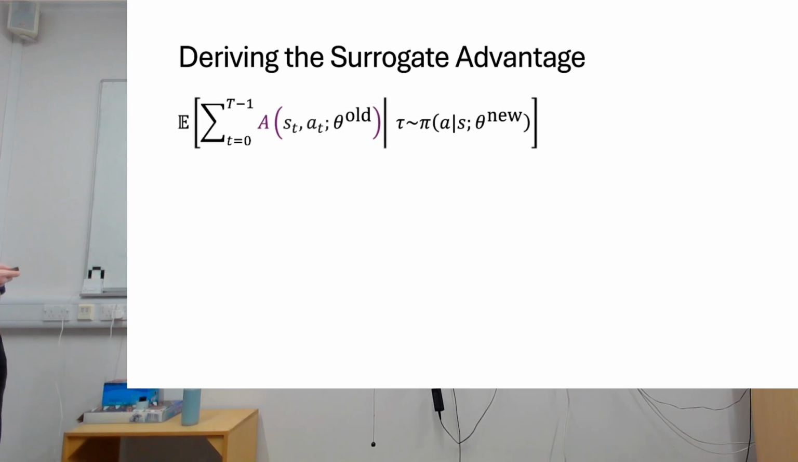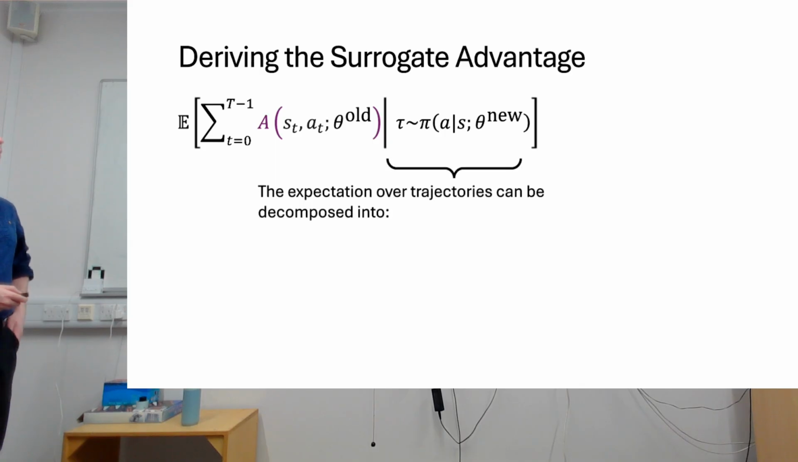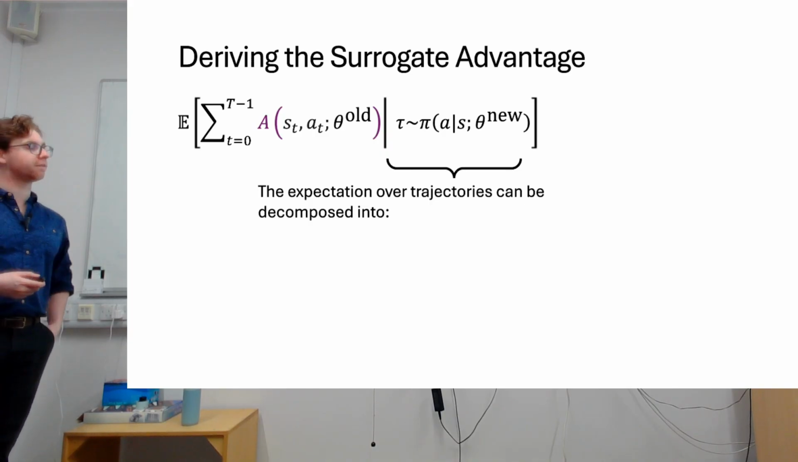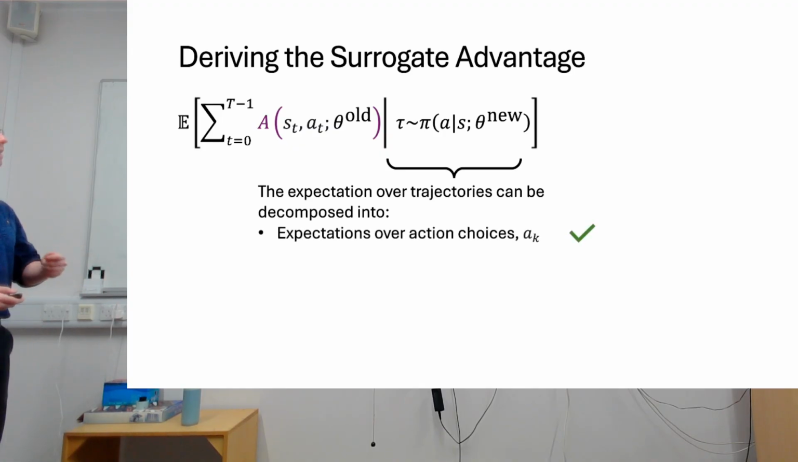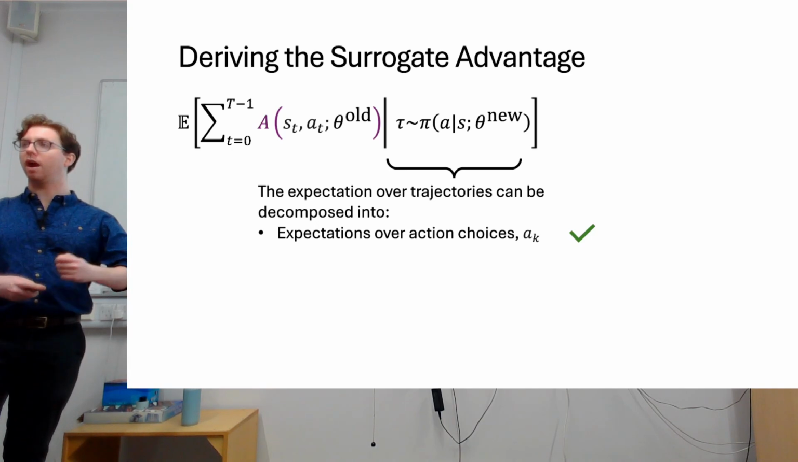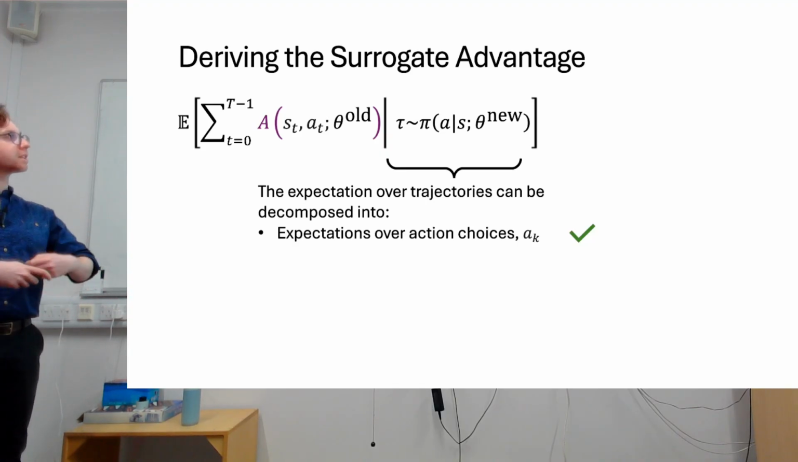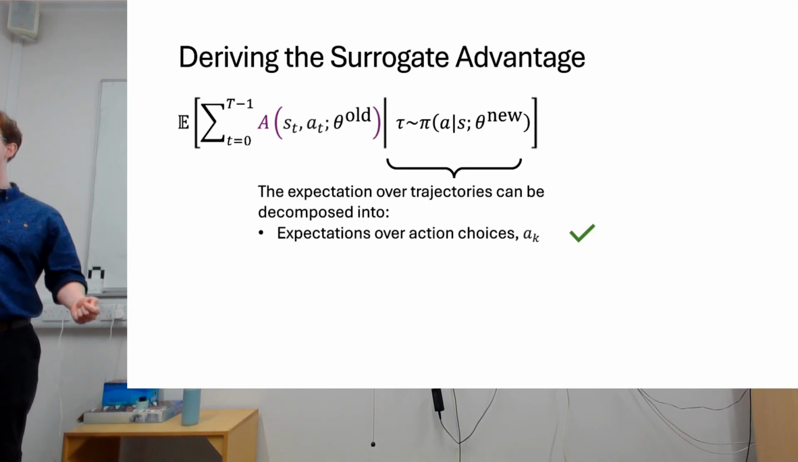So we're going to start with the relative policy performance, this thing that we've been dealing with for the last few slides. And we're going to decompose this expectation over trajectories, right? We can consider this as comprising two separate things. One is an expectation over action choices, right? So at any given state, this distribution over trajectories has a distribution over actions from that state.